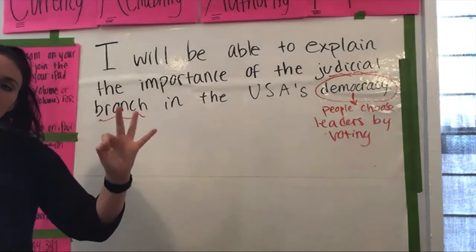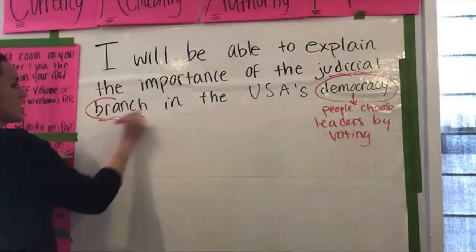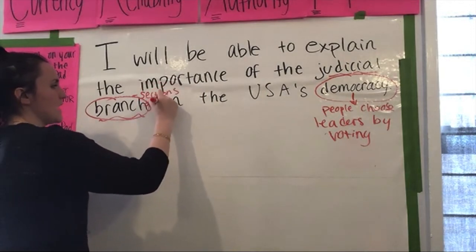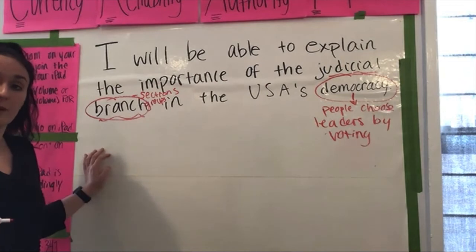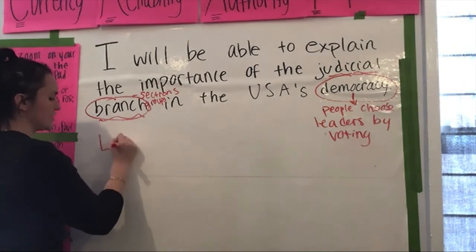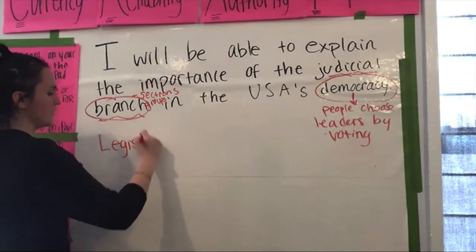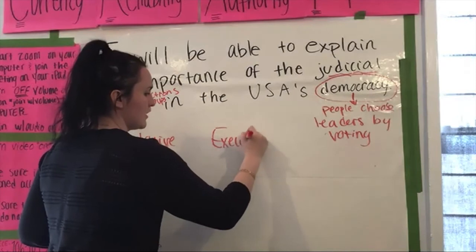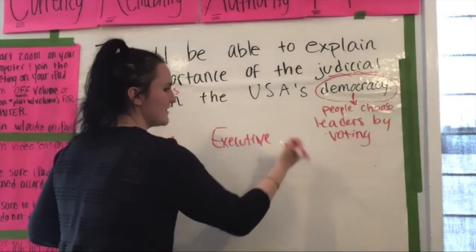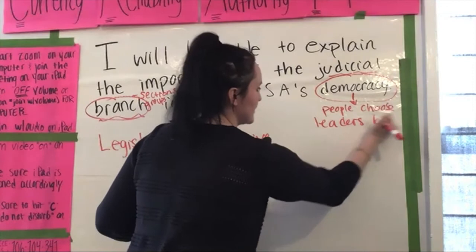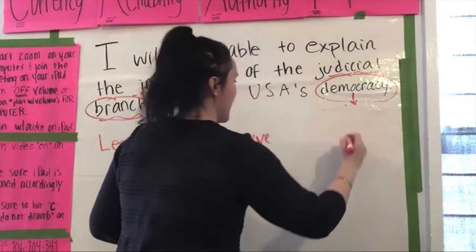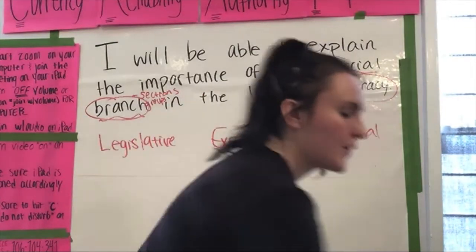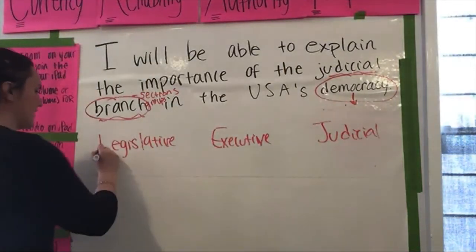We learned on Friday that there are three branches, three sections or groups that are responsible for actually running our government. Those branches are the legislative, executive, and the judicial. So let's start off with the legislative.